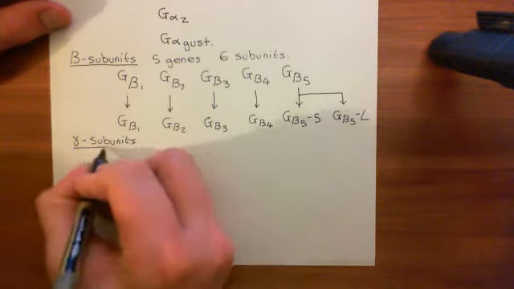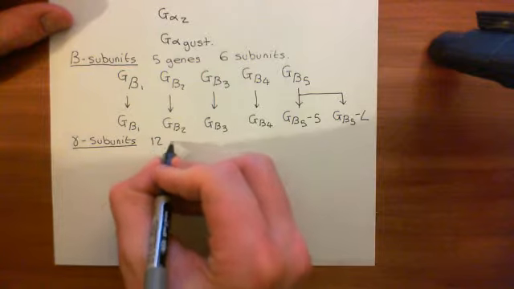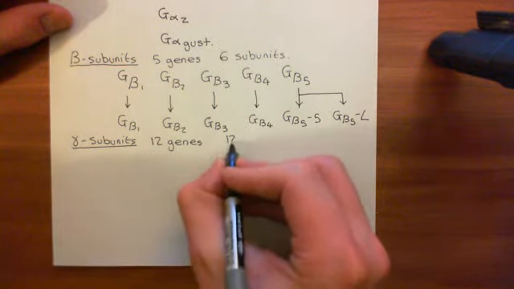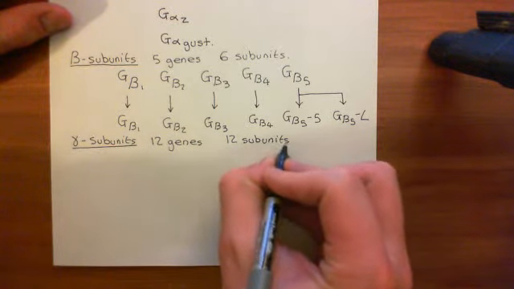Okay, now the final thing we need to discuss is the gamma subunits of heterotrimeric G proteins. This one's simple because there are no splice variants, at least not that are known. There are 12 different genes for gamma subunits, and there are 12 different subunits. And again, the naming is very nice and simple.